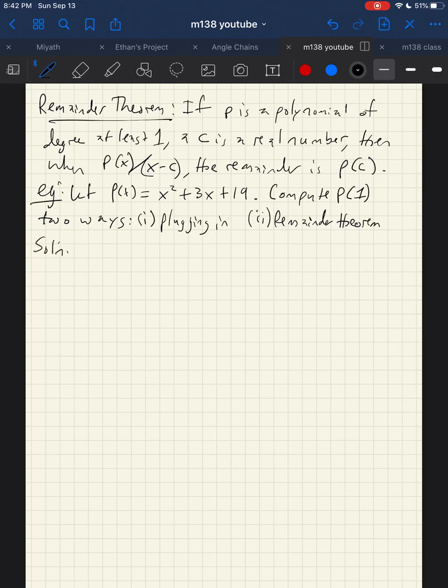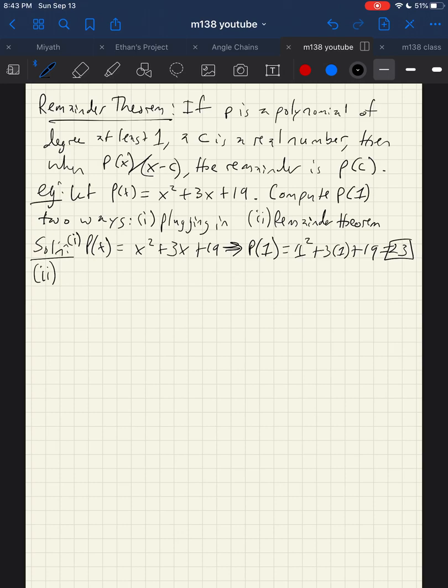Solution. To do the first one, well, p of x is x squared plus 3x plus 19. And that means that p of 1 is just going to be 1 squared plus 3 times 1 plus 19, which is 23. Not that interesting, not that exciting. It's evaluating a polynomial. So that was solution number 1. Solution number 2 is going to say that we can figure out what p of 1 was by going through way more work.